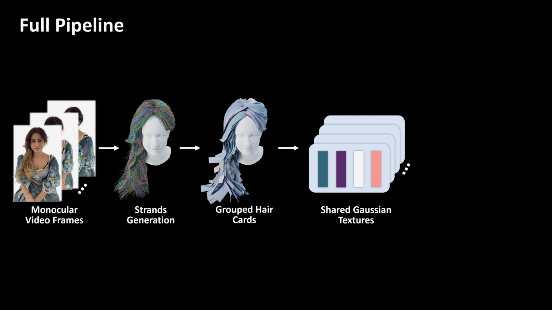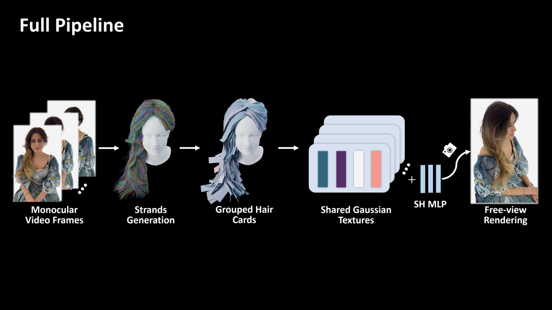Each card group is assigned to a shared Gaussian texture for compact appearance modeling. A specialized global MLP is used to compute spherical harmonics, SH, from the Gaussian textures. The 3D Gaussian Splatting rendering is then adopted to perform free view rendering.